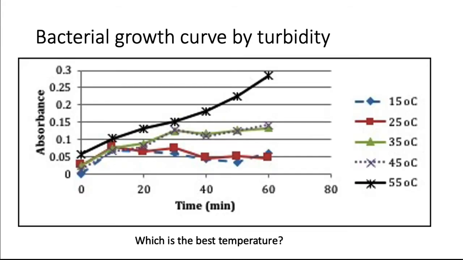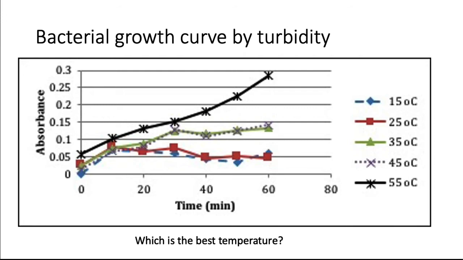Here's an example. This actually came from a real lab. I believe it was E. coli. E. coli were placed in broth at different temperatures. You can see that the blue is 15 Celsius, which is pretty coolish. Then you have 25, which is room temperature, 35, 45, and even 55. And the growth curve was done. To the left, you can see the absorbance values, and then they were plotted over time.